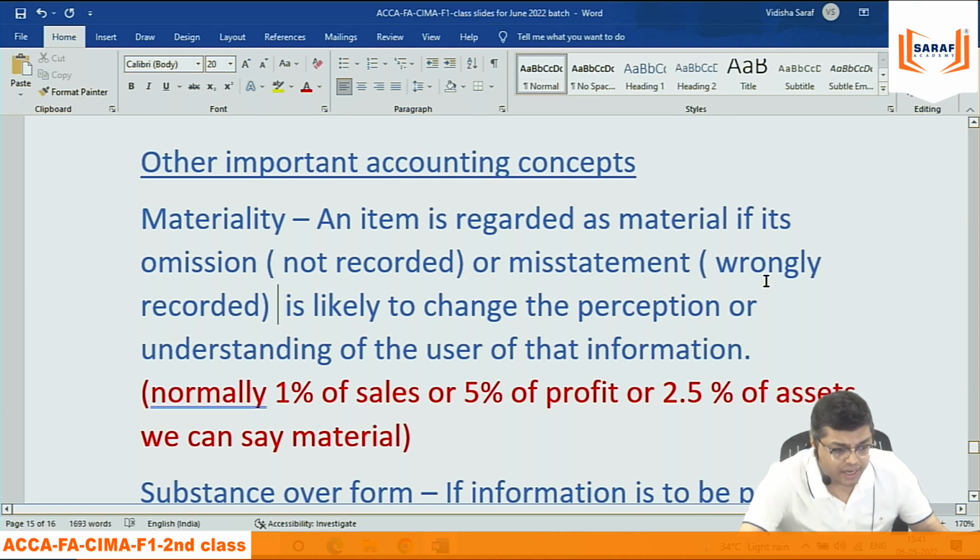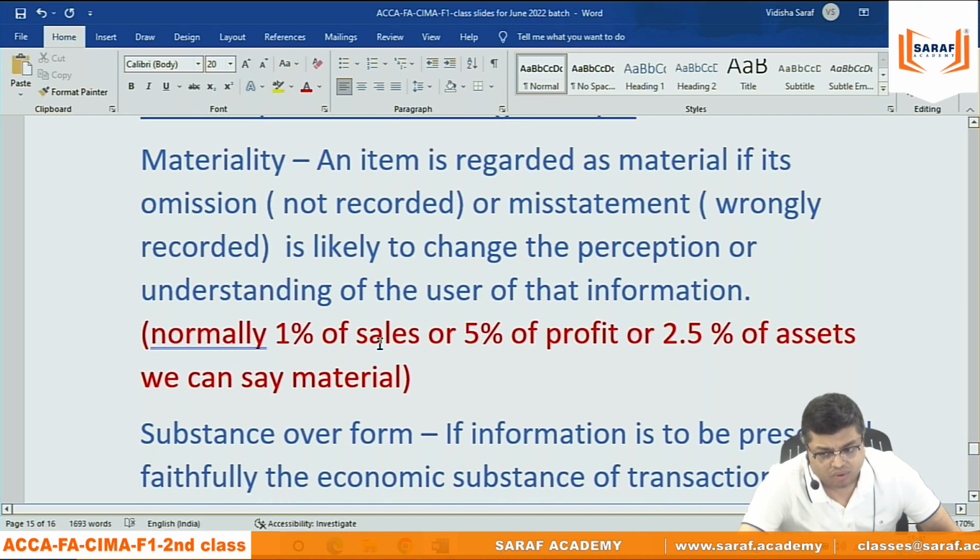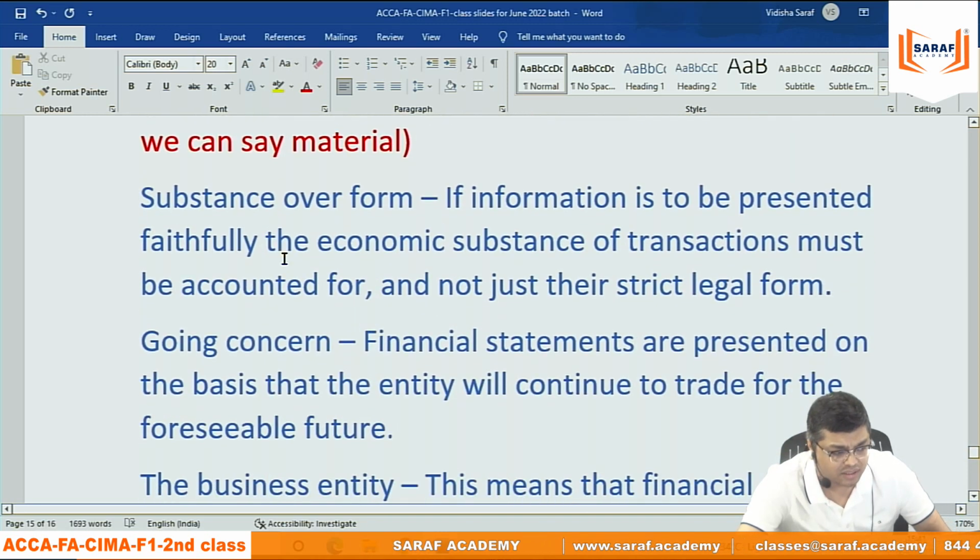Omission is not recorded, misstatement is wrongly recorded. Then in that case, the materiality is compromised. And if the materiality is compromised, that means users cannot take informed decisions based on financials.